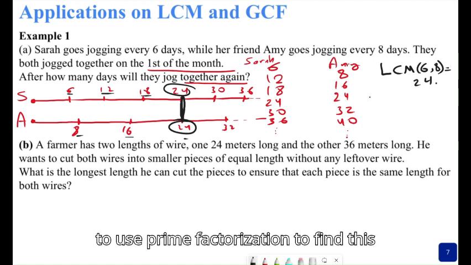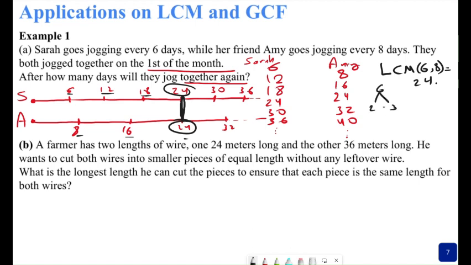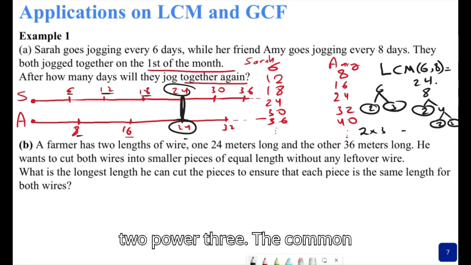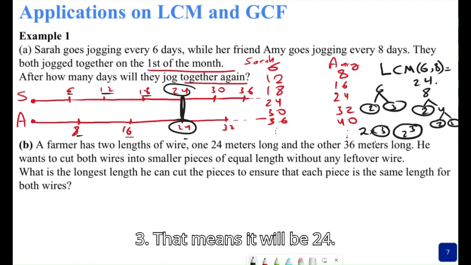If you want to use prime factorization to find this LCM, you can do 6 as 2 times 3, there's no more. 8 is 2 times 4 and then 2 times 2. So I am going to get 2 times 3 and 2 power 3. The common will be 2 power 3 times 3, which is 8 times 3. That means it will be 24.